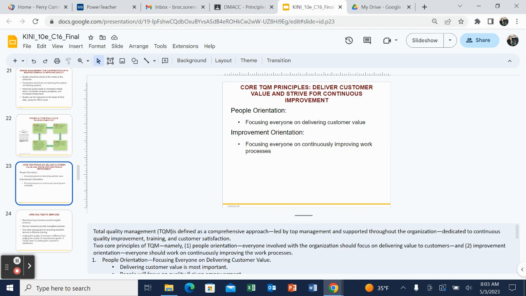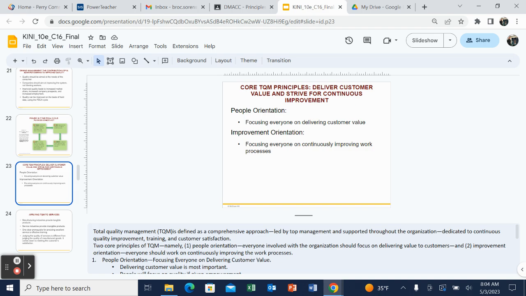Core total quality management principles: deliver customer value and strive for continuous improvement. So when we take a look at total quality management, it is defined as the comprehensive approach led by top management and supported throughout the organization, dedicated to continuous quality improvement, training, and customer satisfaction. Two core principles of TQM, namely, one, the people orientation. So everyone involved with the organization should focus on delivering value to customers. And two, improvement orientation. Everyone should work on continuously improving the work processes.